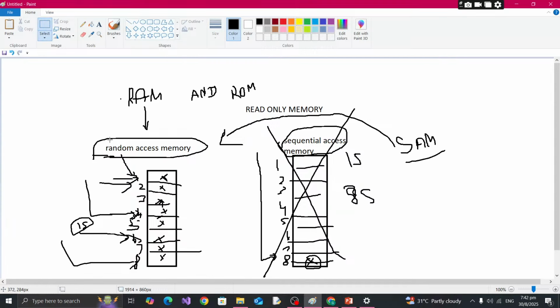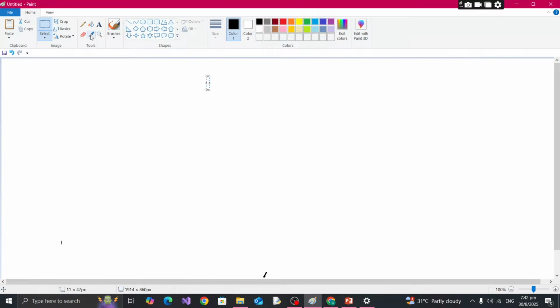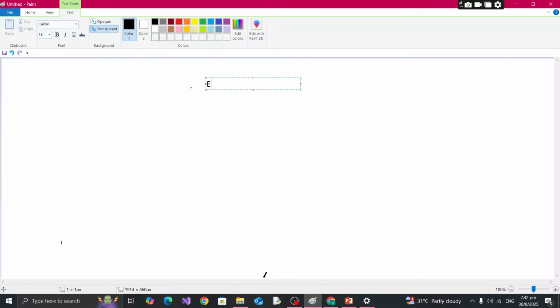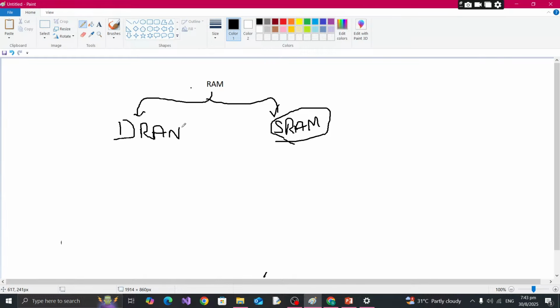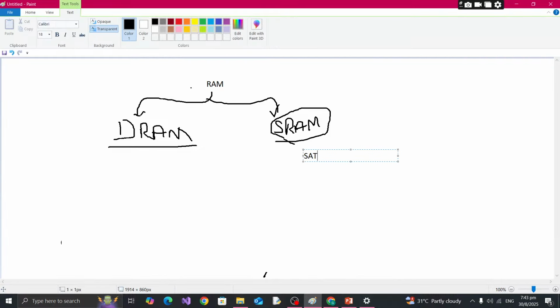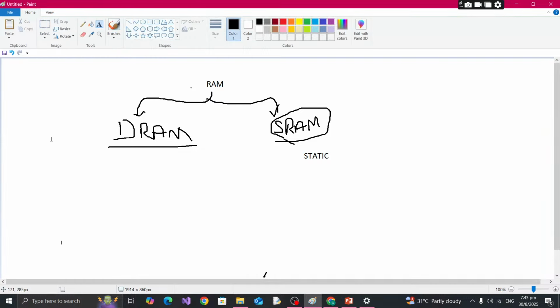RAM has two subparts, two categories. One is DRAM, another one is SRAM. In Arduino or in ESP32, in any controller, we use SRAM. We use SRAM in our ESP32 controller or Arduino microcontroller, and even in some higher end microcontrollers, 32-bit or 64-bit microcontrollers, we use SRAM only. We also have DRAM, which is dynamic RAM, and SRAM is static RAM.